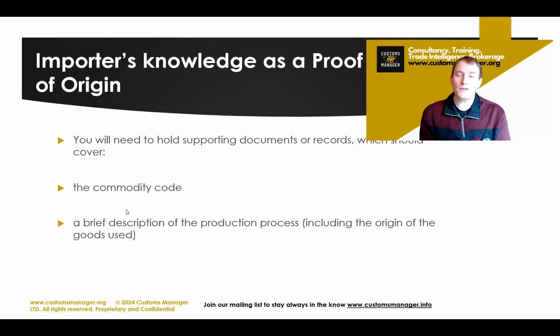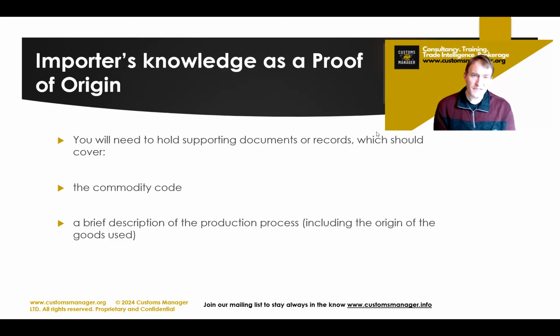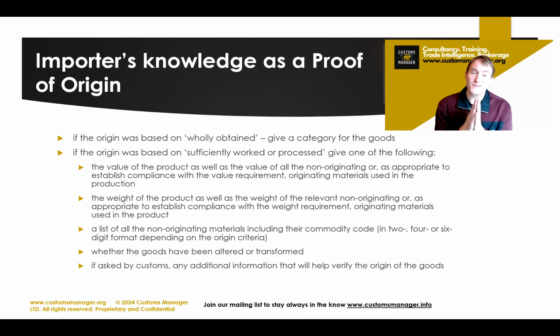So if you do importer's knowledge, then there are a few requirements. You obviously must have the commodity code because you need to be able to check and demonstrate how you know. So you must demonstrate knowledge. So do you know the commodity codes? Can you give a brief description of the production process? That's the minimum for any rule of origin. And then if it is based on wholly obtained products, well, then you need to go into the category of the product and then explain how you meet the relevant product-specific rules of origin.